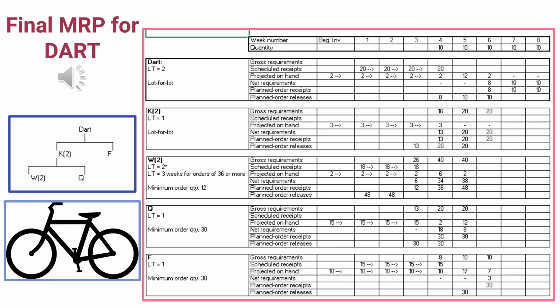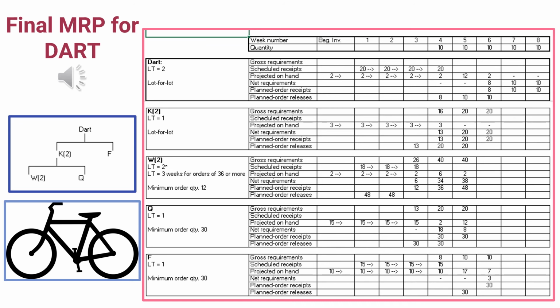So we are at the final slide and we are discussing the final MRP for Dart. As you know, there were 2 types of models for the bike, Aero and Dart. Aero was discussed earlier. Now we are discussing Dart. From a product structure standpoint, we have 3 levels. Dart is at level 0, then items K and F fall in level 1, and at level 2, W and Q reside. K and W have a factor of 2, meaning everything is multiplied by 2.